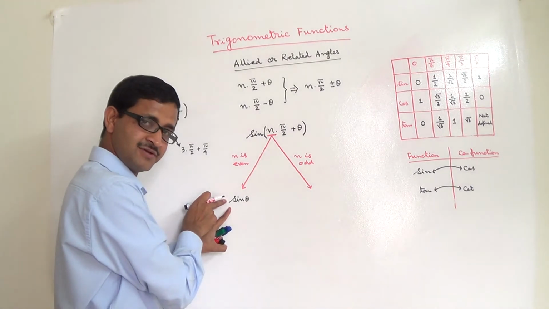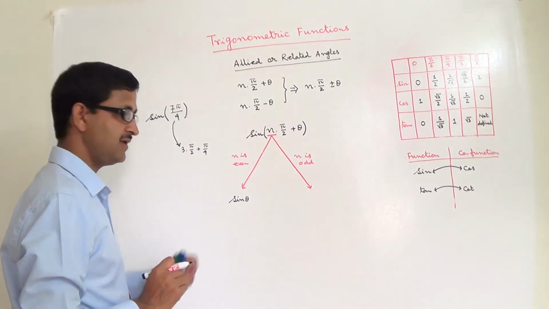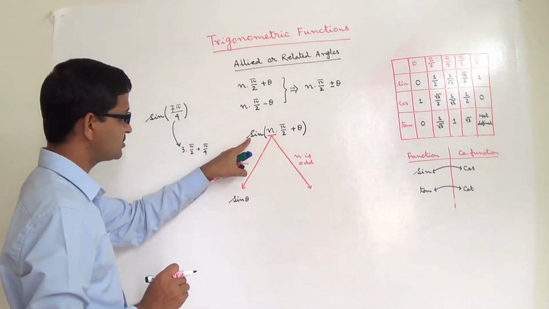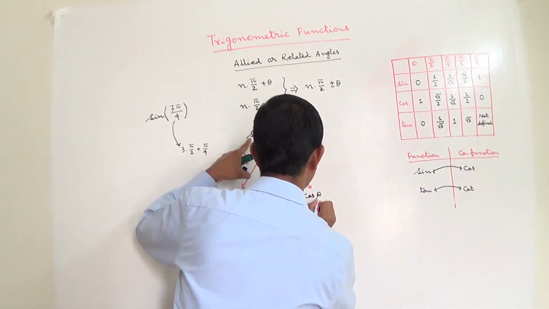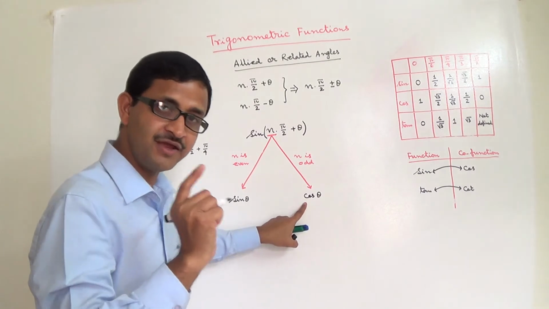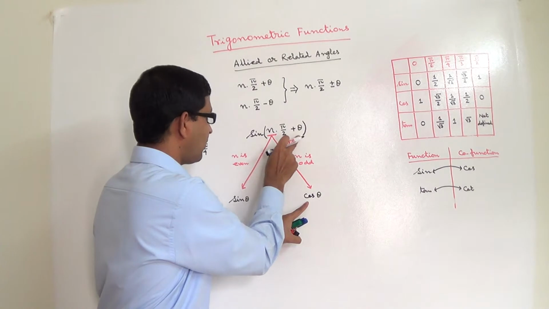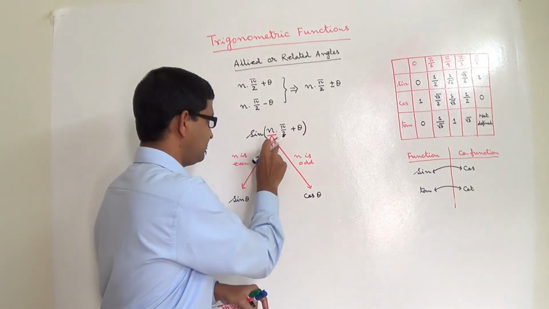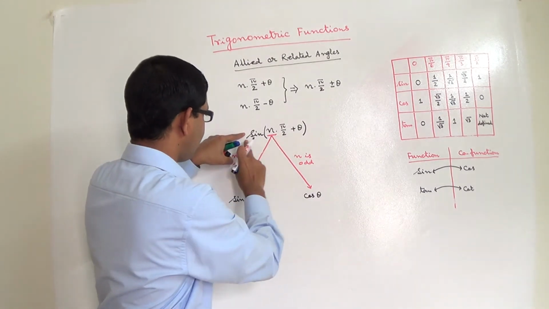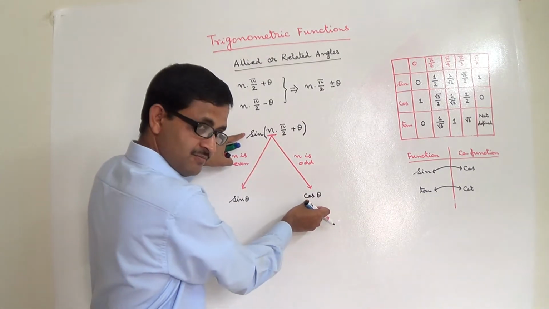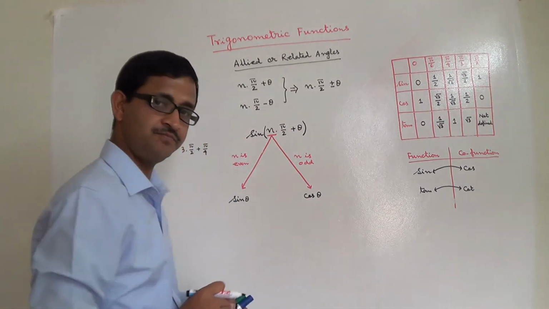Right? Correct. Now, if n is odd, then it will be the cofunction of sine. That means, in this case, it will be cos theta. That is the value. What is the sign of this value? Whether it is positive or negative depends on which quadrant this angle lies in. And in this quadrant, if sine is positive, the value will be positive. And in that quadrant, if sine is negative, this value will be negative.